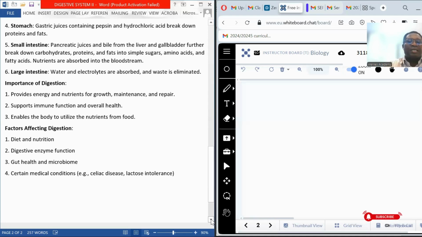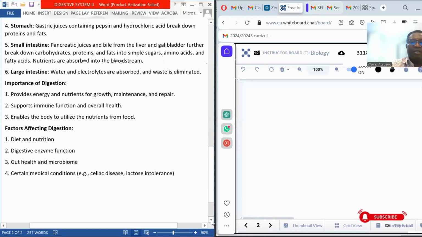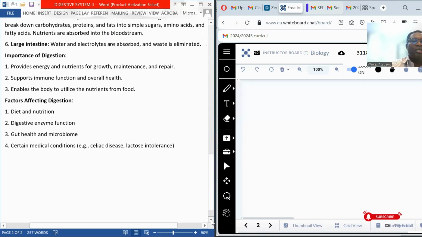In the large intestine, water and some useful materials are reabsorbed, and the solid waste is now taken down to the rectum for temporary storage. And when the individual gets stressed, the feces or hard undigested food is removed through the anus.